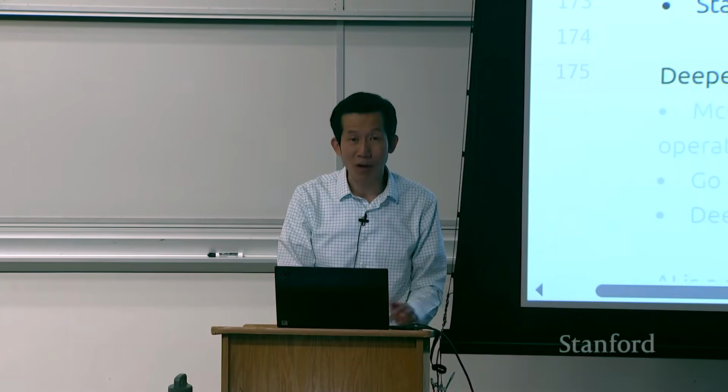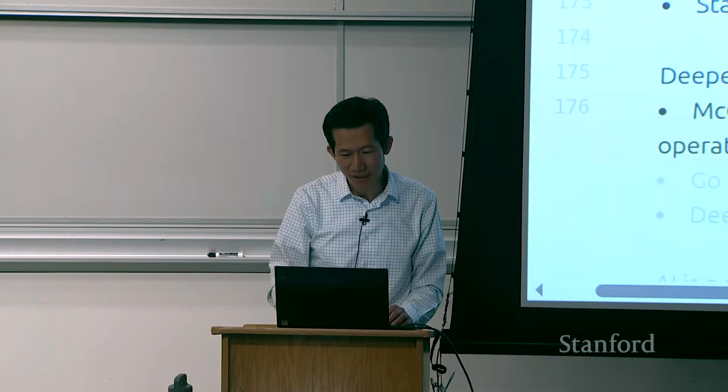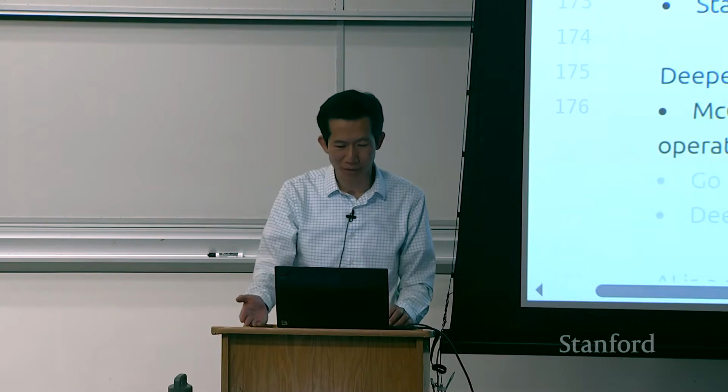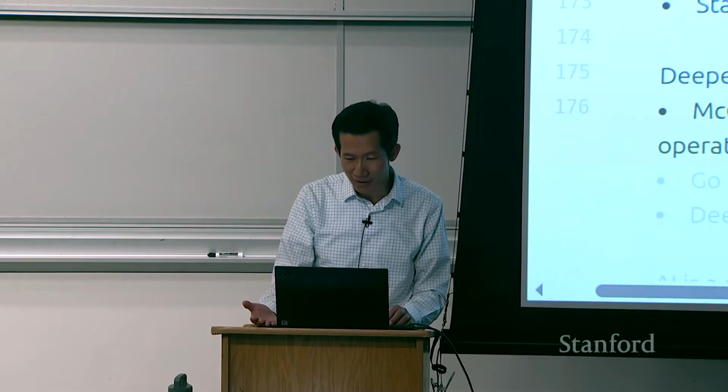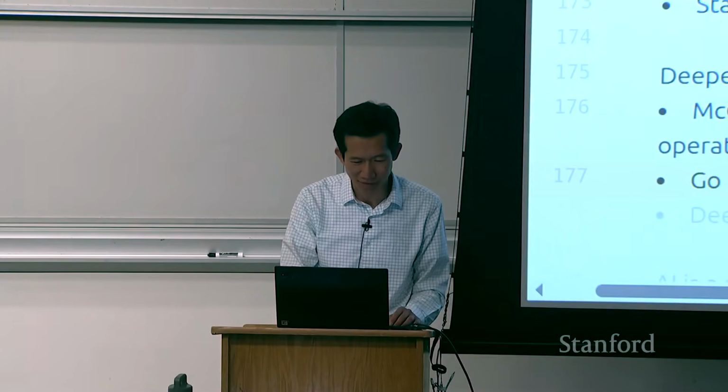At the same time, there are some deeper connections. For example, the first paper that really set the groundwork for neural nets is about how to implement logical operations. And Go is a game that's defined purely in terms of symbols, but deep learning is actually the key to playing this purely symbolic game, which is kind of weird if you think about it.